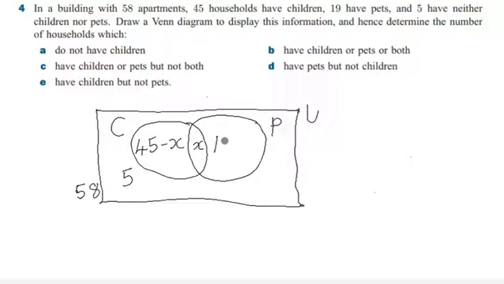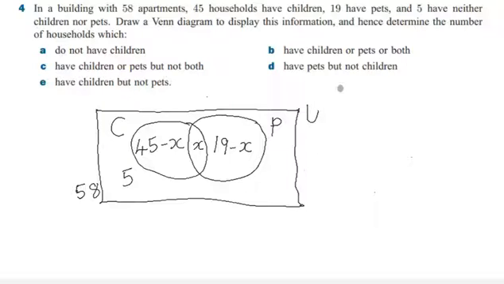This would be 19 that have pets minus X. So we know those who have pets alone. Those who have pets only will be here. Those who have both children and pets will be here. Those who have children only will be here. Okay, so we don't mix up the numbers. Now, if we add everything in this rectangle, it should give us 58. And that's how we'll get our answer. So let's work that out right here.